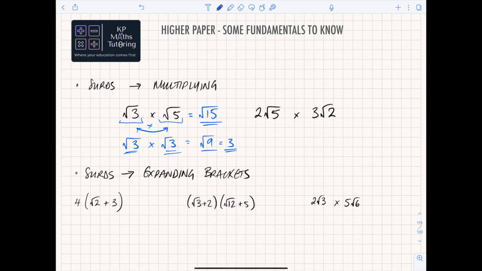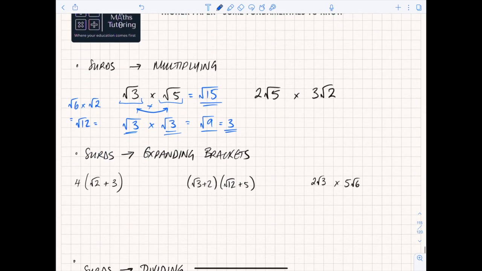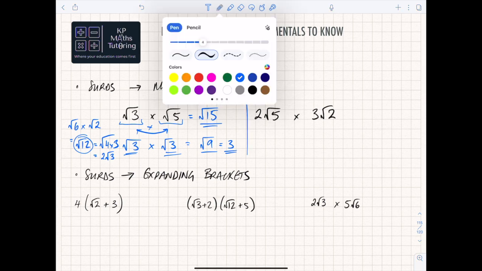The other thing you might see is something where you end up having something like root 6 times root 2. So root 6 times root 2 would give you root 12. And thinking about what we know from up here, when we spoke about simplifying, root 12 can be simplified because that becomes 4 times 3, and the square root of 4 is 2, so that would become 2 root 3. So just be conscious: sometimes if it ends up giving you a number that can be simplified, you need to make sure you do that as well.